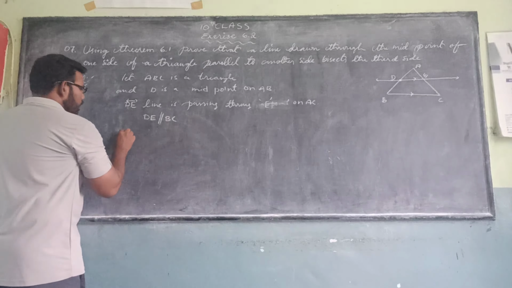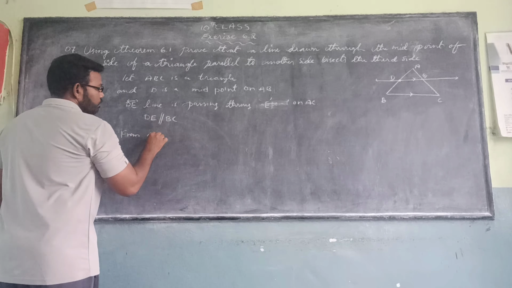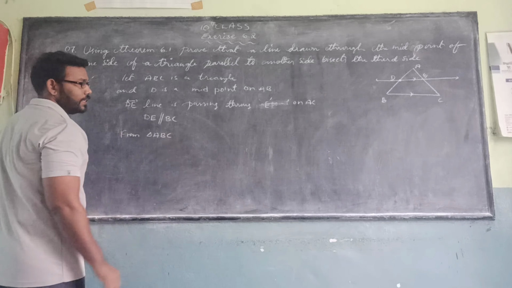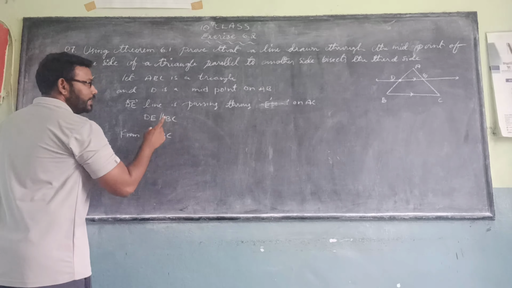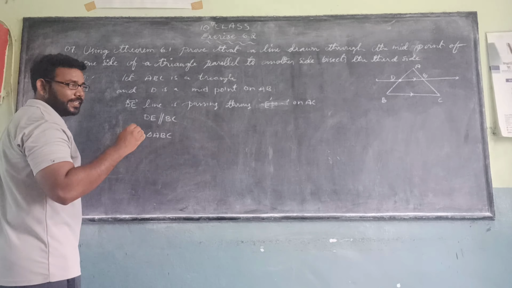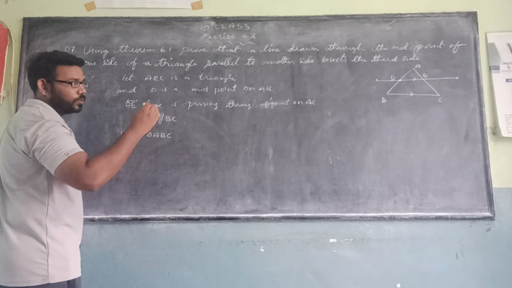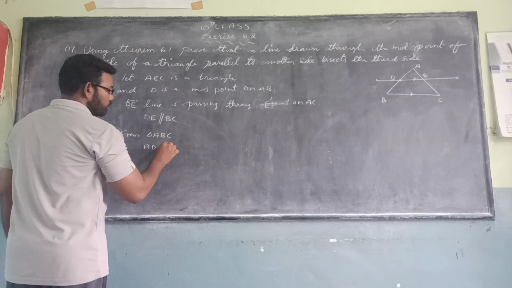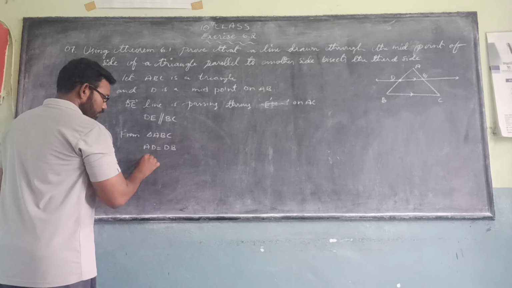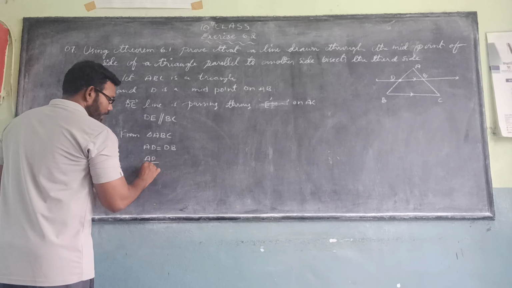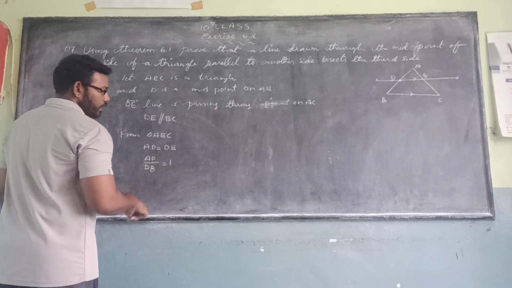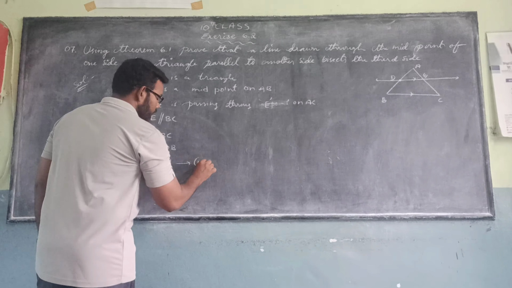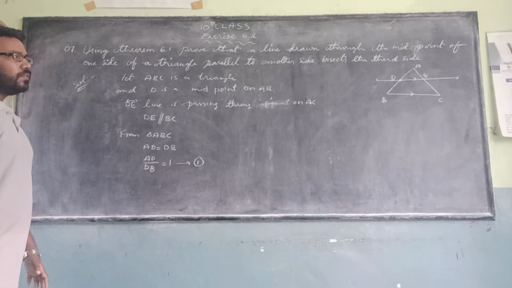So now from triangle ABC, here D is a midpoint. So the midpoint divides the line segment into two equal parts. That means AD is equal to DB. Then AD by DB is equal to 1. Let it be equation 1.